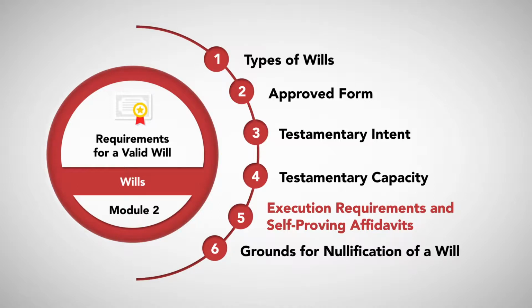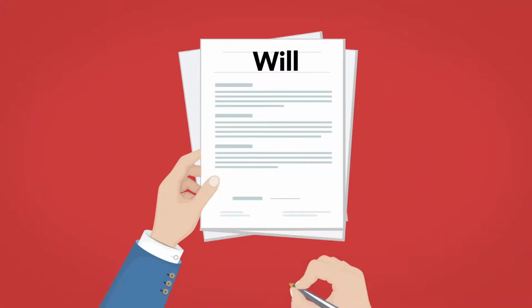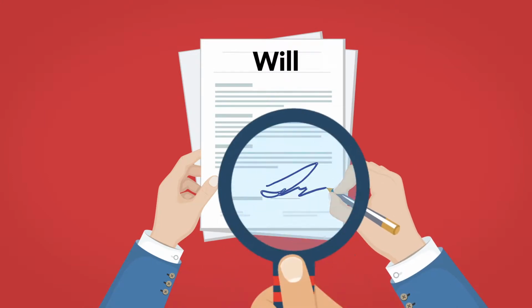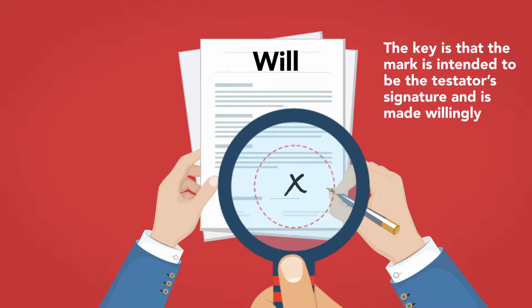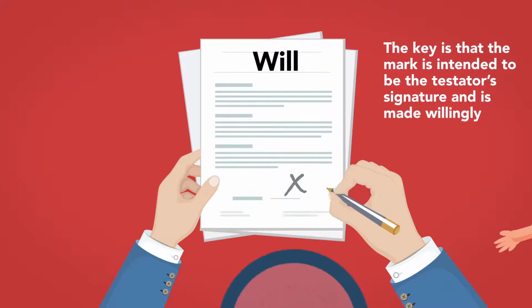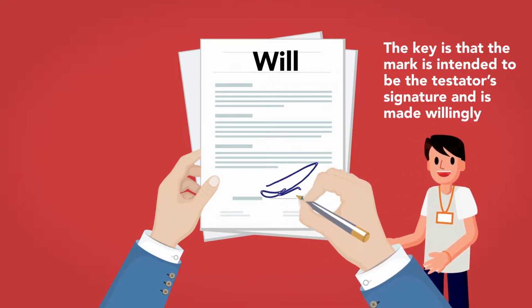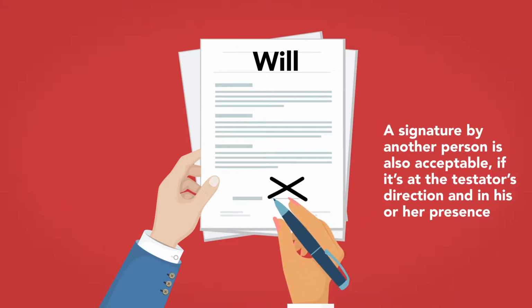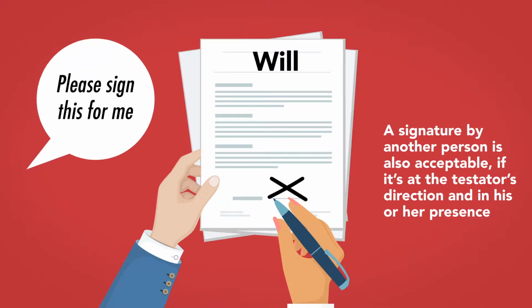Execution requirements and self-proving affidavits. Wills must be signed by the testators, though courts take liberal views of what constitutes a signature. A signature can contain a full name, just a first name, a nickname, or even an X. The key is that the mark is intended to be the testator's signature and is made willingly, even if the testator needs assistance with signing his name. A signature by another person is also acceptable if it's at the testator's direction and in his or her presence.